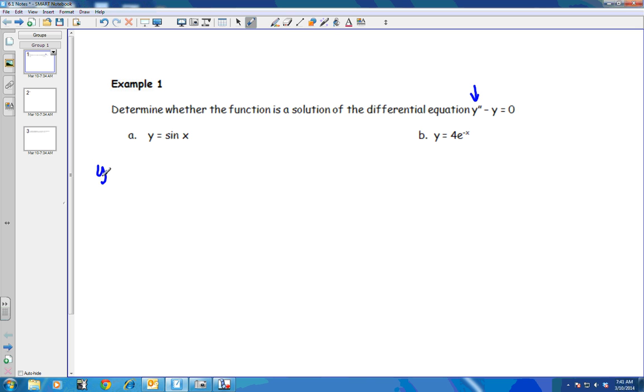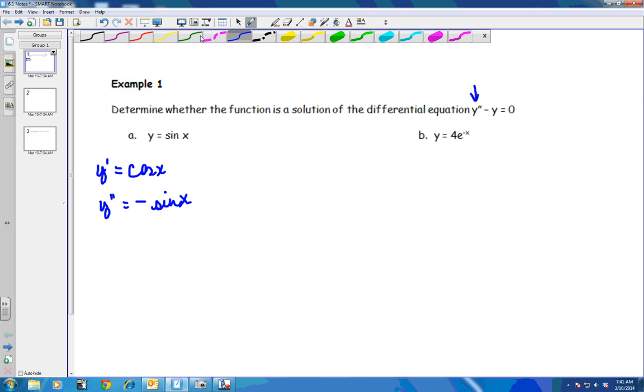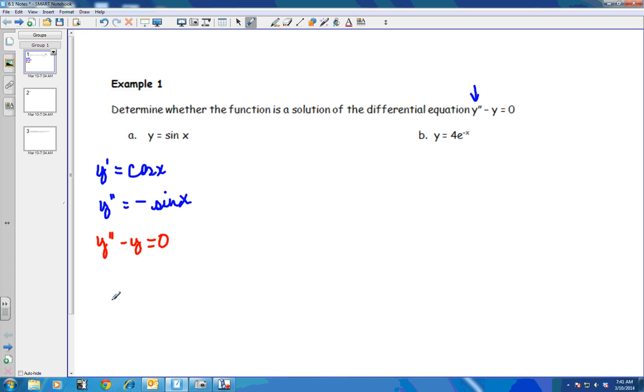So let's find y prime first. The derivative of sine we know is cosine x. We need to find the second derivative, and the derivative of cosine is negative sine x. So now, here's the equation that I'm supposed to see if this is a solution of. And now I'm going to substitute these functions in. So y double prime, that's negative sine x, minus y, but we know that y is sine x, so minus sine x, and I'm supposed to get 0.